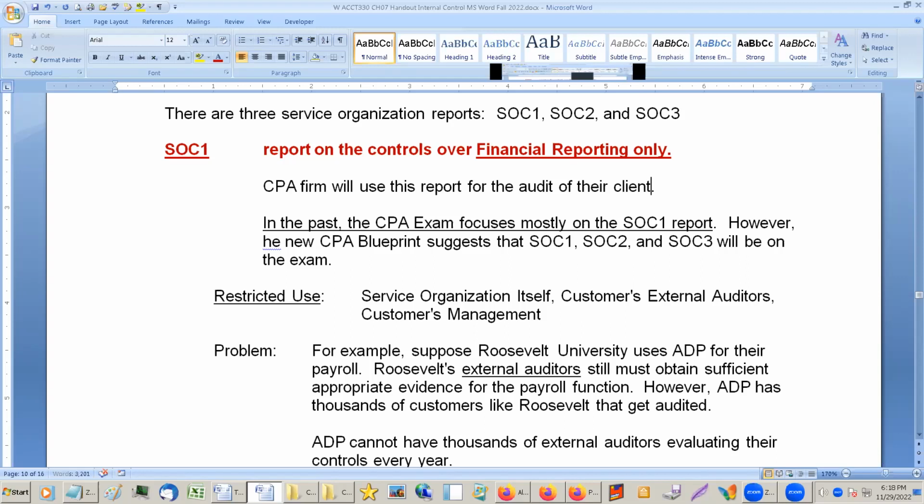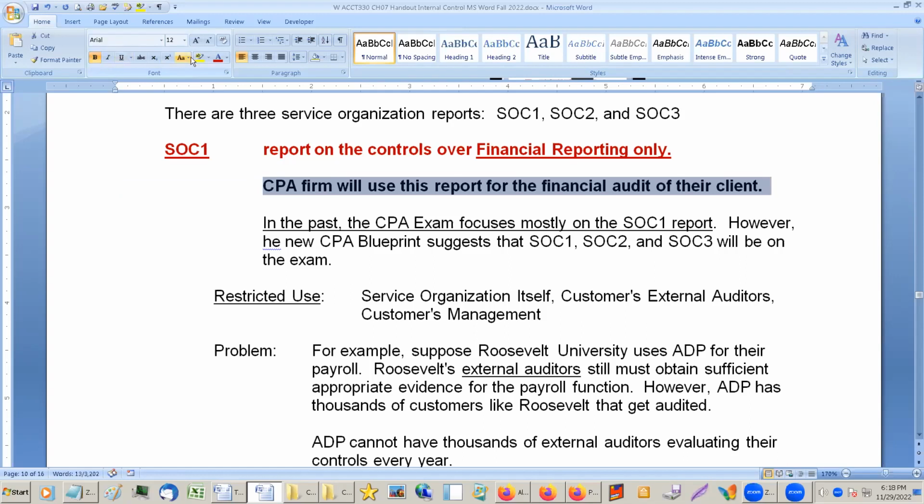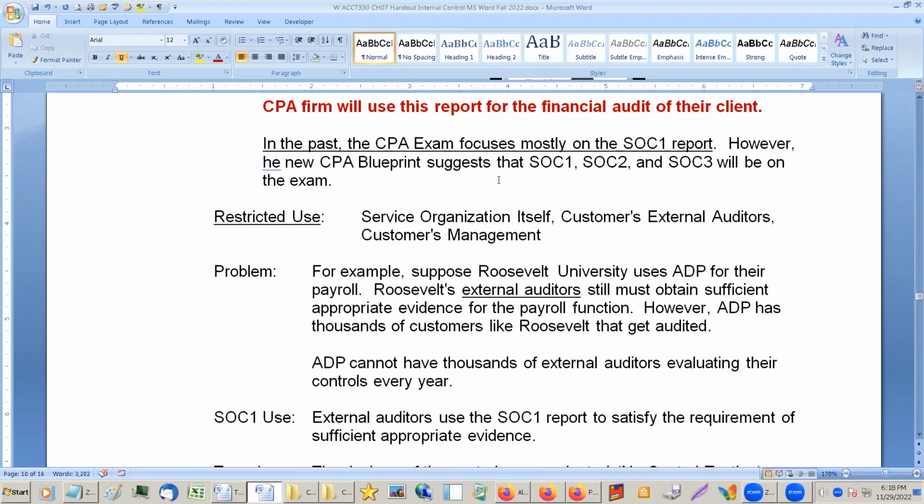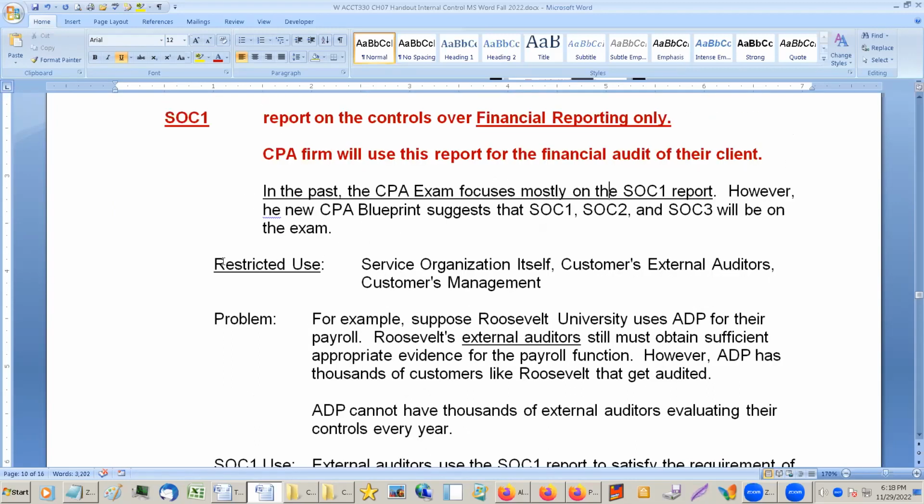Let's just say the financial audit. This is the one that will be used by CPA firms, the SOC 1. In the past, the CPA exam would only focus on the SOC 1. They don't do that anymore. They use any of them. Restricted use. This does not go out to the public.